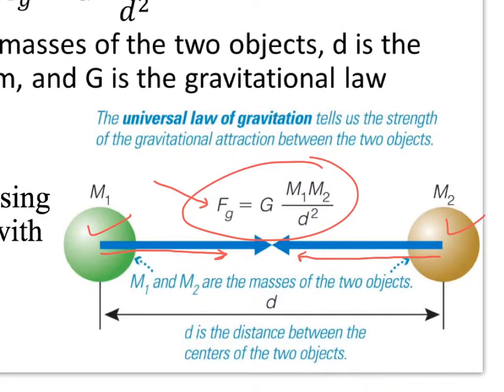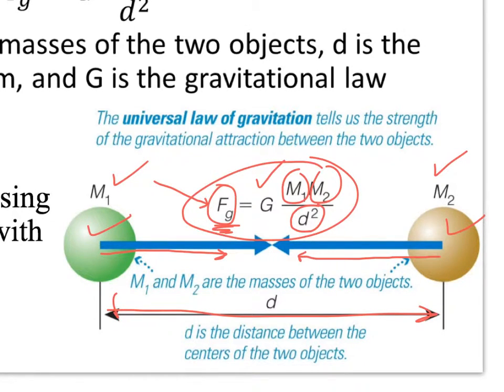So that force that they're both feeling is mathematically equal to this, where G is the gravitational constant, M1 is the mass of the green object, M2 is the mass of the gold object, and D raised to the second power, D squared, is the distance between them.